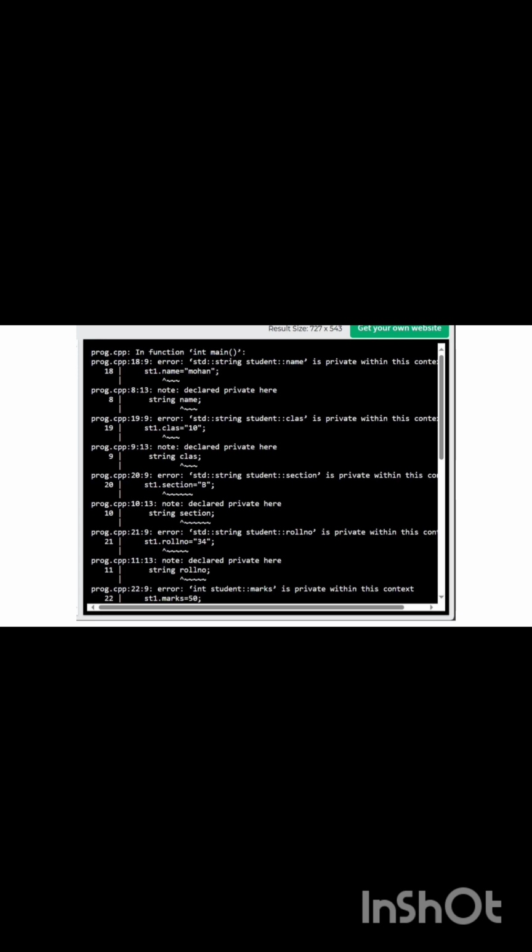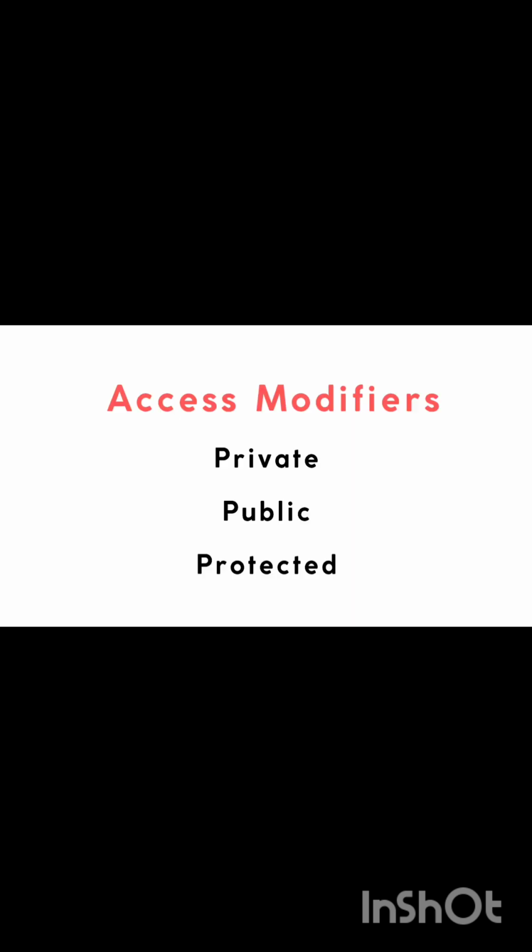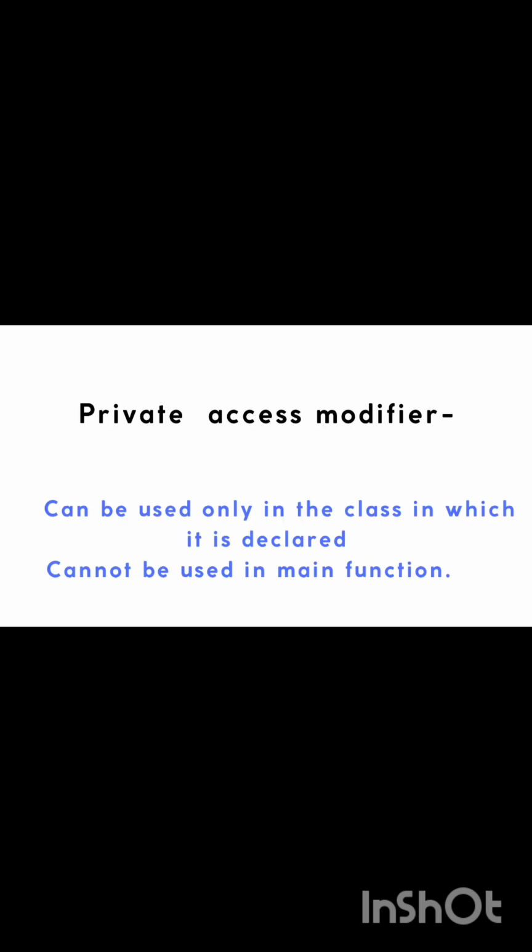Now here we need to understand the term access modifier. There are three access modifiers in C++, that is private, public, and protected. A private variable can be used only in the class in which it is declared. No other class or even main can use it. When we declare a variable in a class, C++ automatically creates it as private.